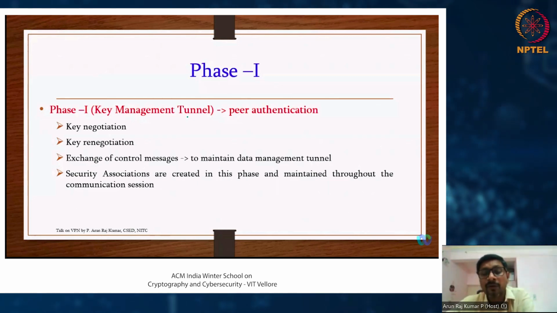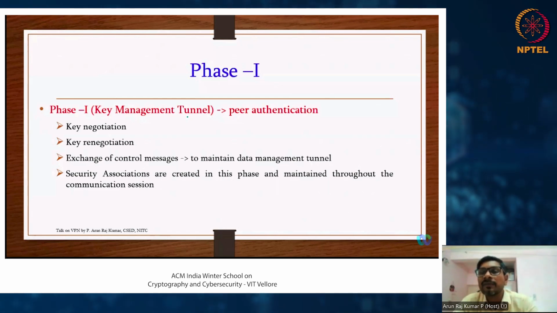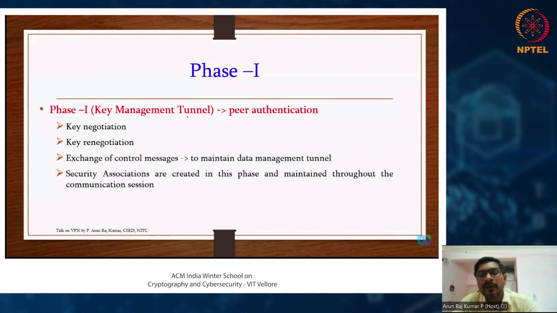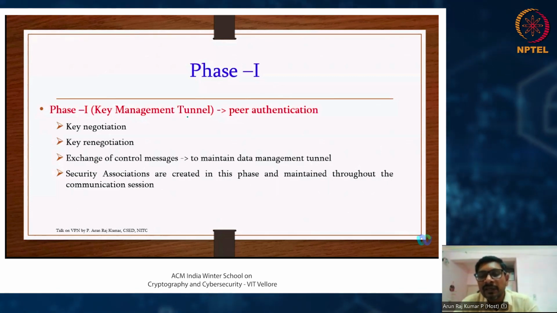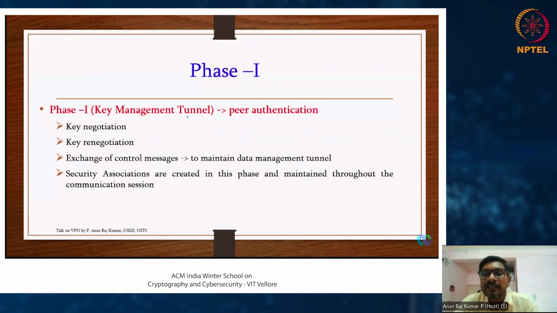Security association is an important part because we'll be exchanging many parameters between the A dash and B dash, between those two endpoints. What is the algorithm that is supported? What is the hashing algorithm? What is the encryption algorithm? What is the authentication technique? What is the message authentication technique? All these questions will be asked between the two endpoints, and then they'll come to a conclusion.